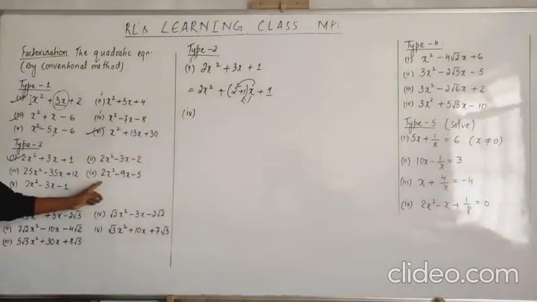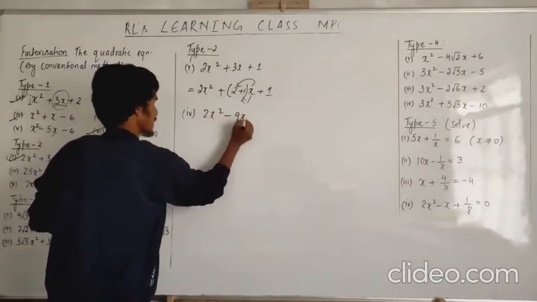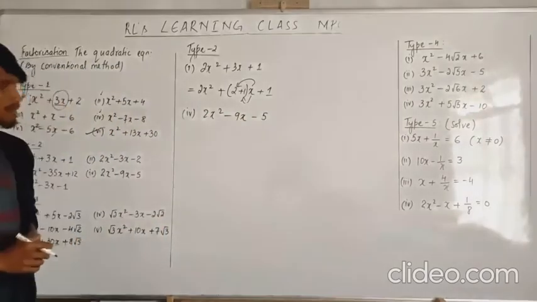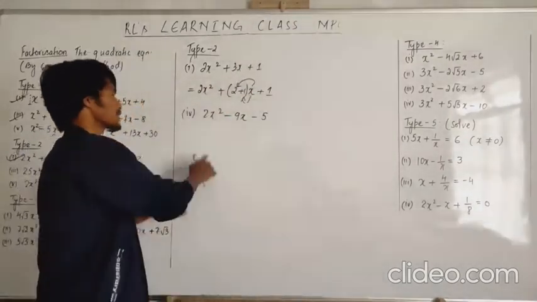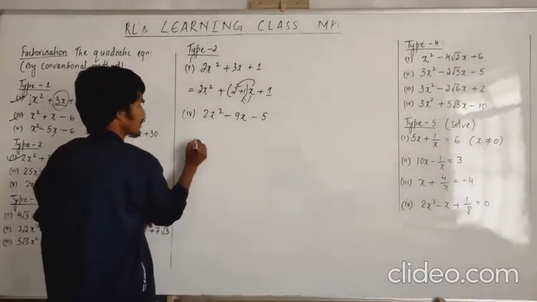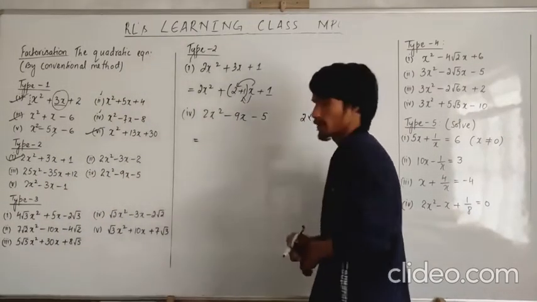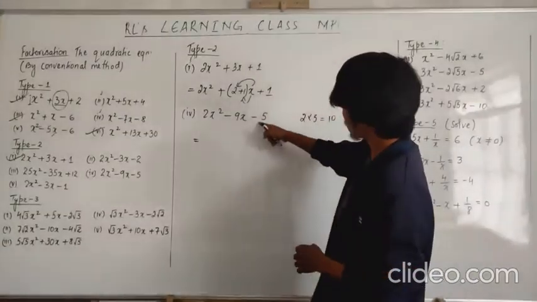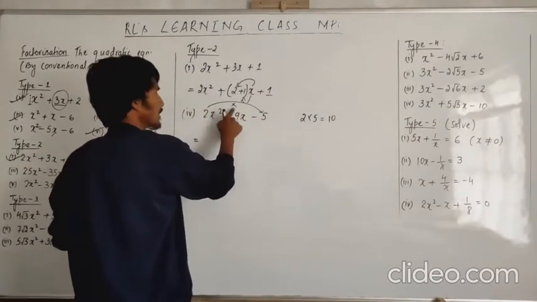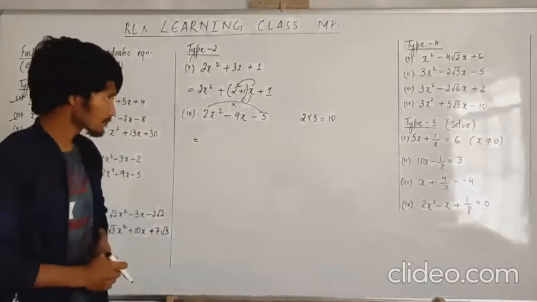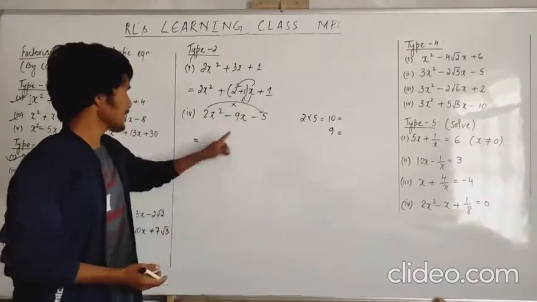That is 2x squared minus 9x minus 5. Same process that we did here. 2 into 1, we got 2. Then here also 2 into 5. 2 into 5, how much do we get? 10. 2 into 5 is equal to 10. But here is 9.